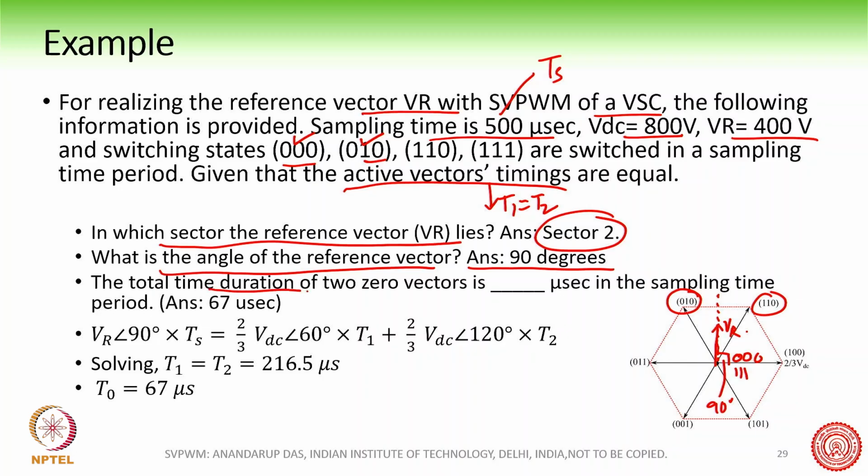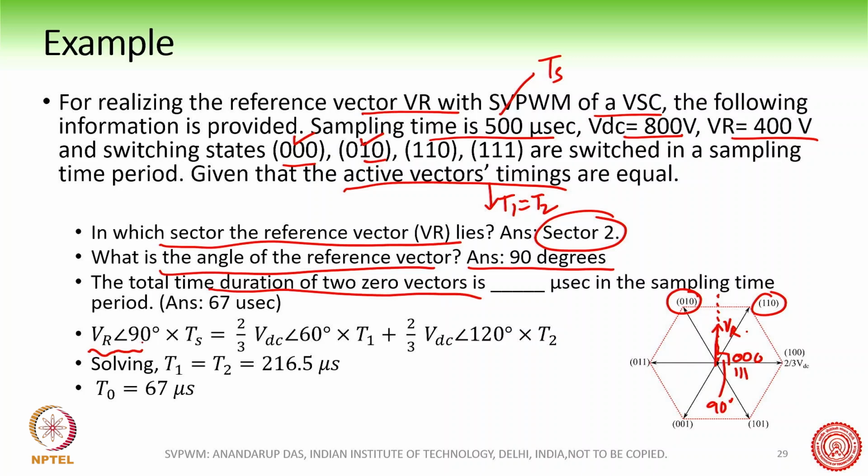What is the time duration of the two zero vectors? Okay, how do I find it? What we can do is apply the volt-second balance principle. So VR, we have found out, we don't know the magnitude, but we know the angle.